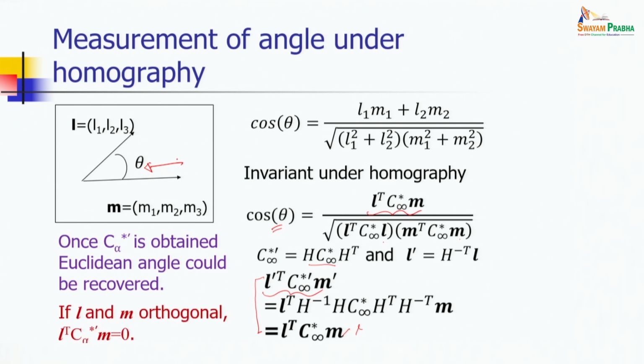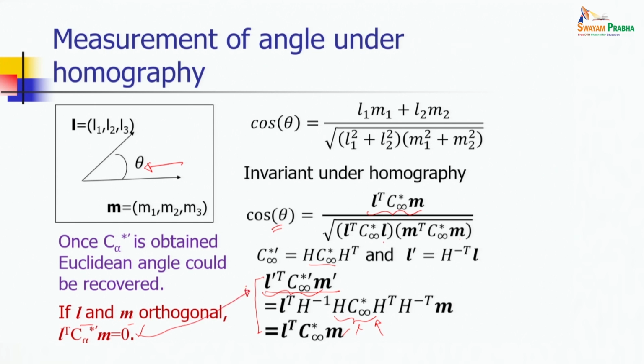But there is another particular fact we can notice: if L and M are orthogonal, naturally the cosine of the angle formed by those two lines, which is 90 degrees, would be equal to 0. So, this value is equal to 0. This is also true in this case. Now, this is not equal to the dual conic at infinity. It is a transformed dual conic at infinity, and if we can compute this transformed dual conic at infinity, then actually we can apply this property there also.